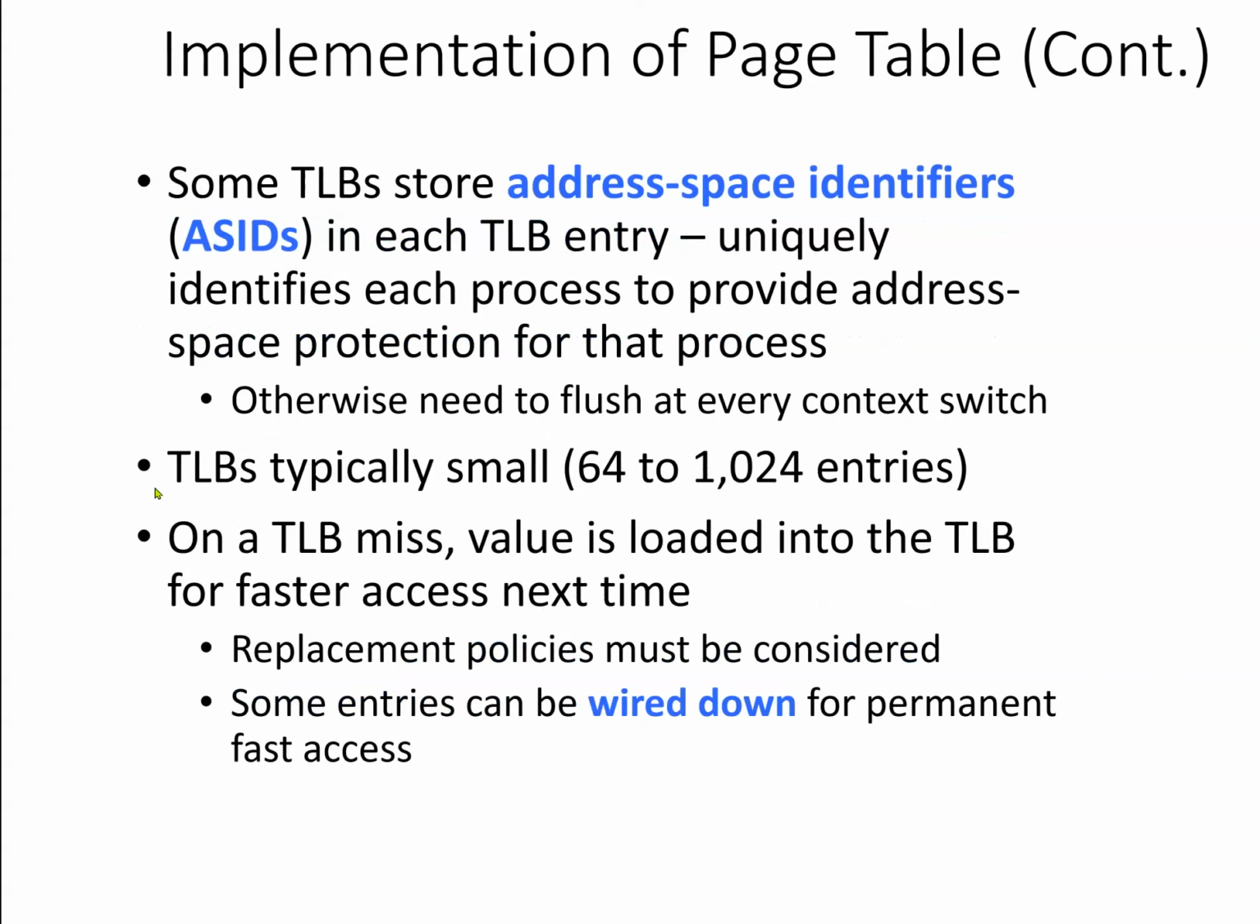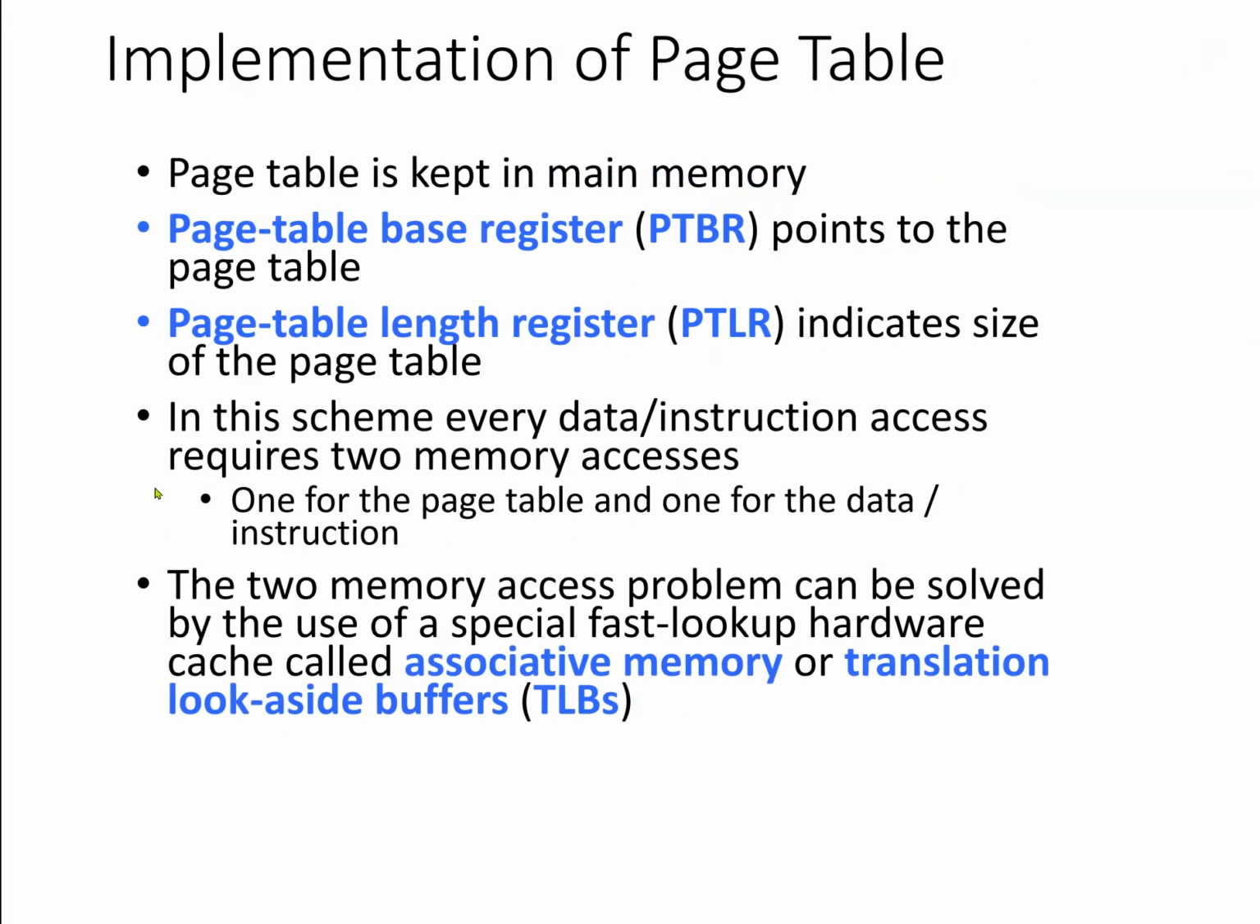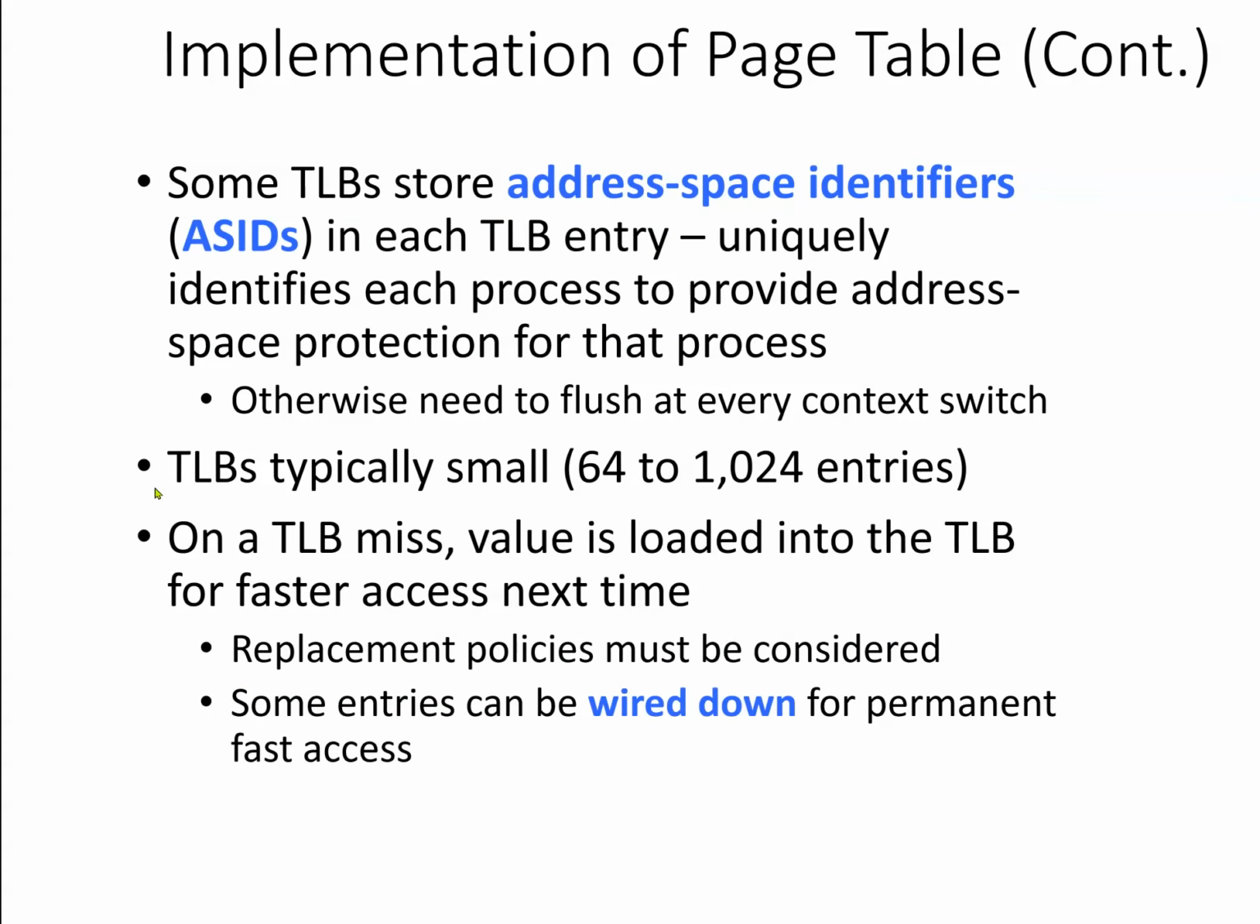Some TLBs store address space identifiers in each entry, uniquely identifying each process to provide address space protection for that process. So that's a different approach. Instead of having each process have its own tables, you could actually just tag various pages within memory as associated with a process. But those would have to be swapped out and swapped back in.